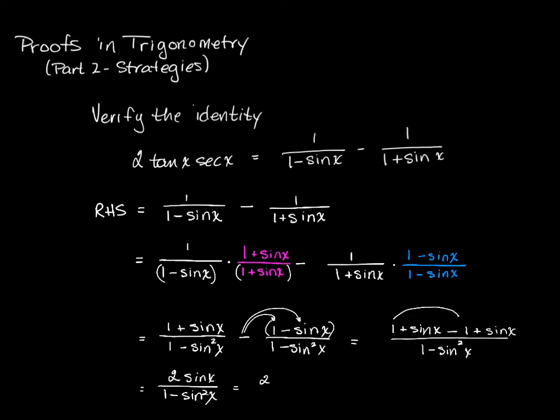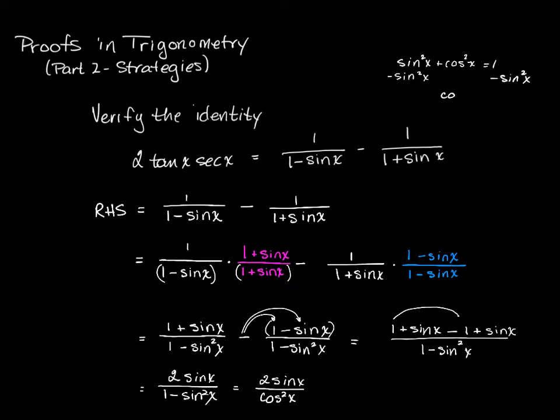I'm going to rewrite my numerator, 2 times the sine of x, and I'm going to substitute cosine squared for 1 minus sine squared. That's just one of our identities. It comes from sine squared of x plus cosine squared of x equals 1. But in this case, I've subtracted sine squared of x from both sides.